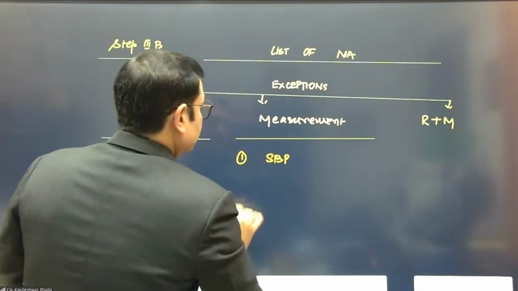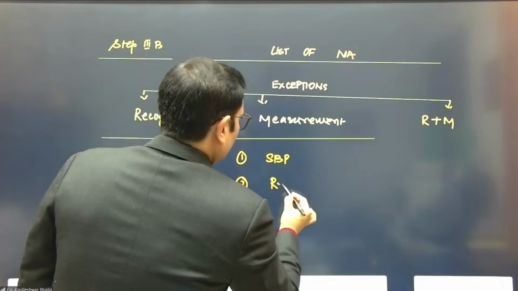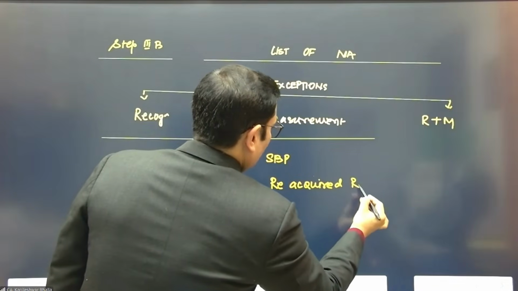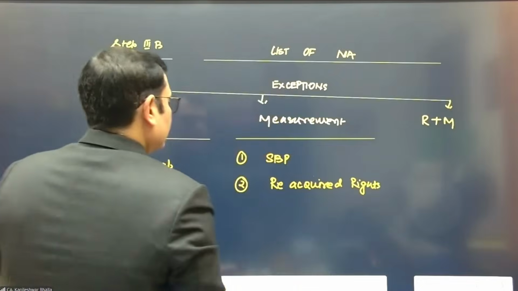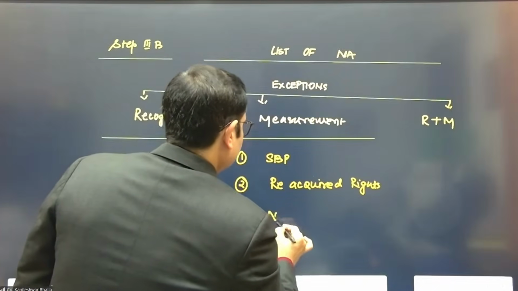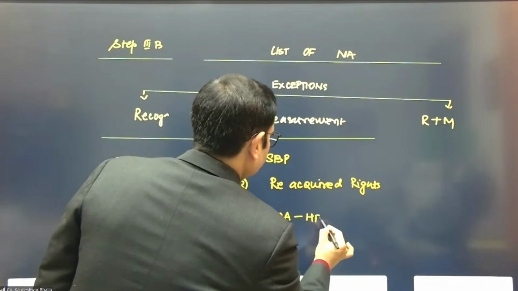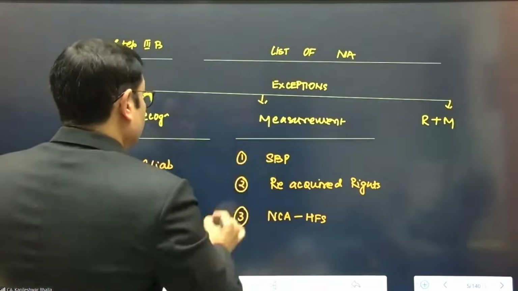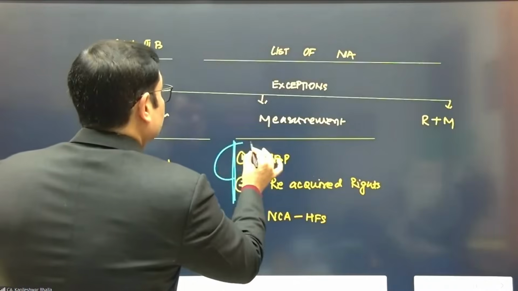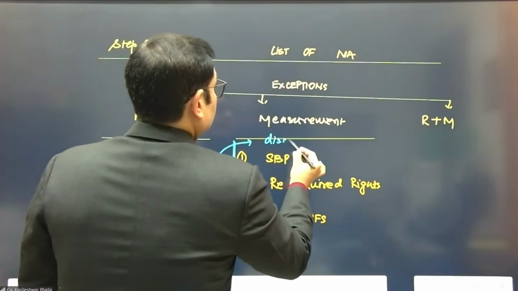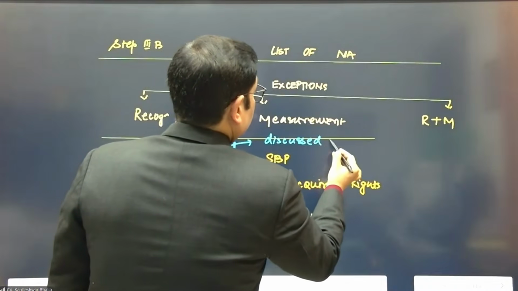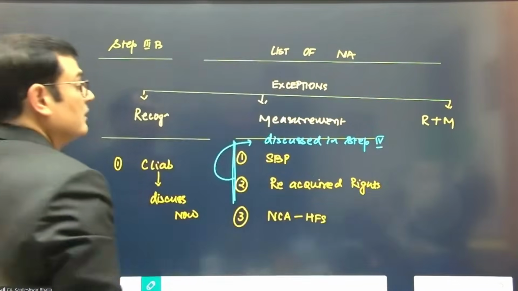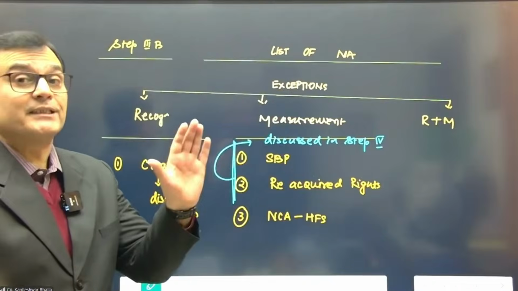Share-based payment, I'm putting it as SBP. Then there is reacquired rights. And then there is NCA held for sale. As far as the reacquired rights and share-based payment are concerned, this will be discussed later, in step number 4. I'm not skipping them. I'm saying we'll discuss them in step 4. So they will be taken care of in step 4.